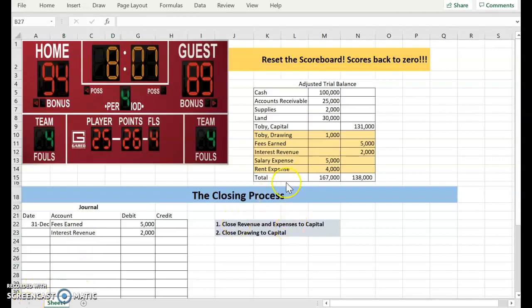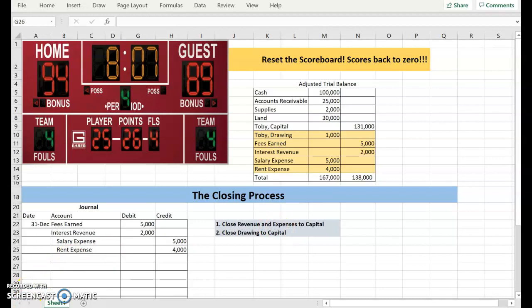And I also want to close our expenses, so salary expense has a debit of $5,000, so I need to credit it to close it. And rent expense has a debit balance of $4,000, so I will credit it to make it have a zero balance. Now I'm at the step where I need to close revenue and expenses to capital.